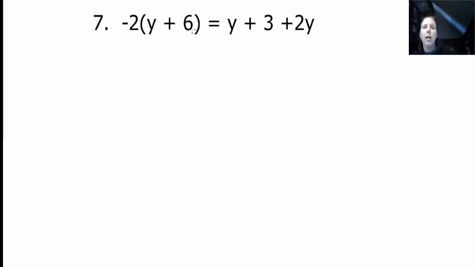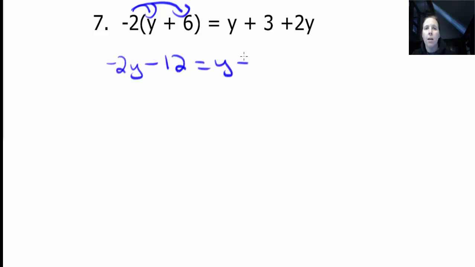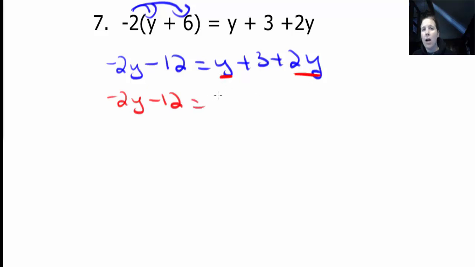Okay, we got a few more still. 2 more, I think. So this one, they keep getting longer. I'm just trying to show you all the examples I can. So we have to distribute first, and then just rewrite this one. Now we still have these y's over here. If they're on the same side of the equal sign, you just combine them. You don't do the opposite. So 2y and y is 3y plus 3.